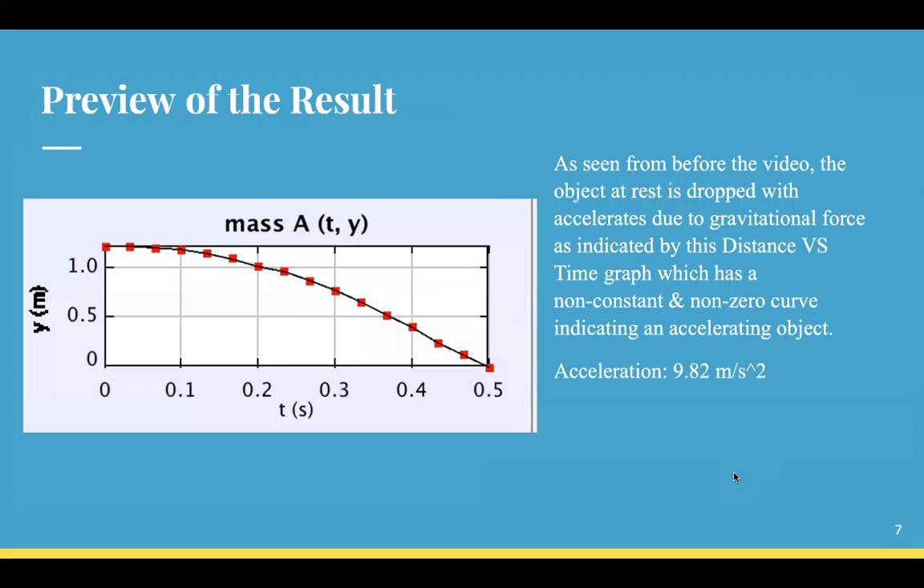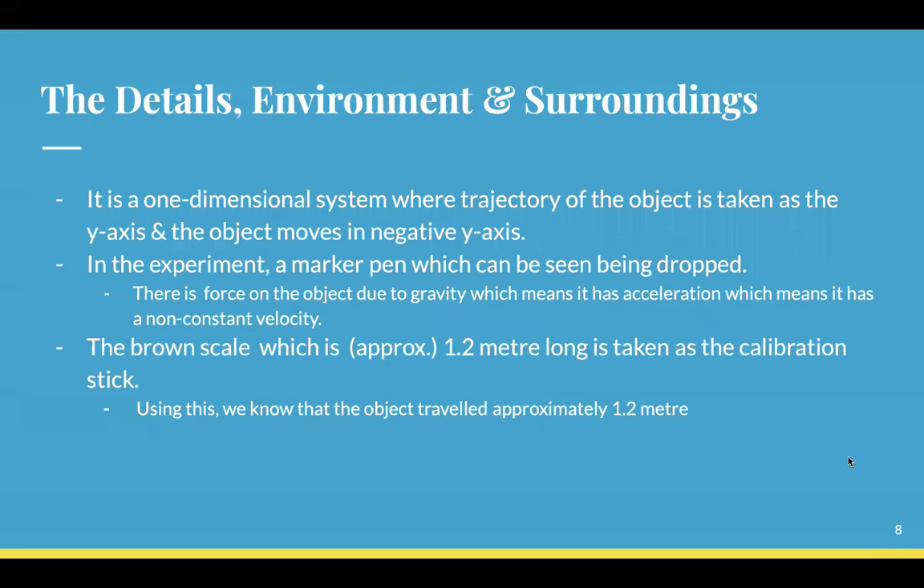So this is the distance-time graph. As can be seen from the video before, the object at rest is dropped and accelerates due to gravitational force, and the slope of this line is non-constant and non-zero, indicating an accelerating object.